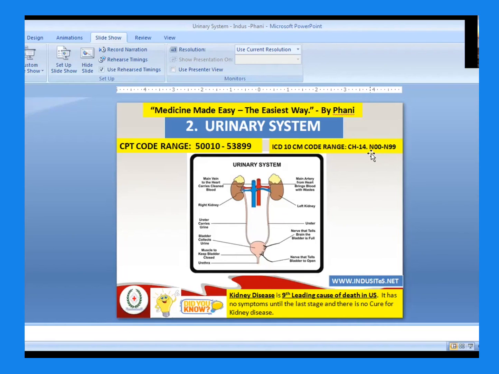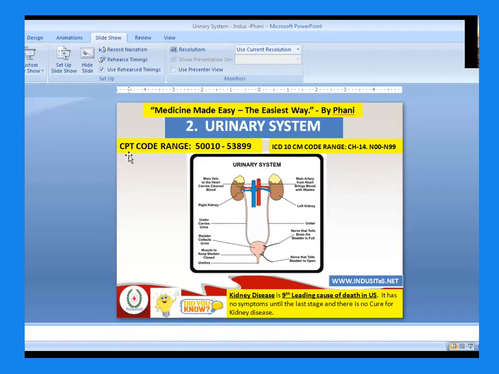Here is a simple tip. N stands for nephro. I want you to memorize it in that particular way so that it is easy for you to memorize and understand. So chapter number 14 in ICD-10 deals with diseases of the genitourinary system, and the code ranges from N00 to N99.